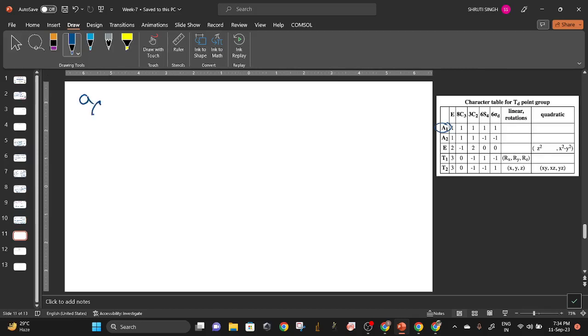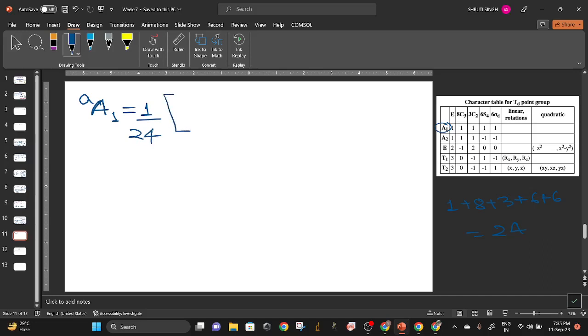So the contribution of A1 is 1 over h, which is the order. The order here is the sum of the coefficients of the symmetry operations: 1 plus 8 plus 3 plus 6 plus 6. So this comes to 24. The order of this point group is 24, so we'll write 1 over 24.